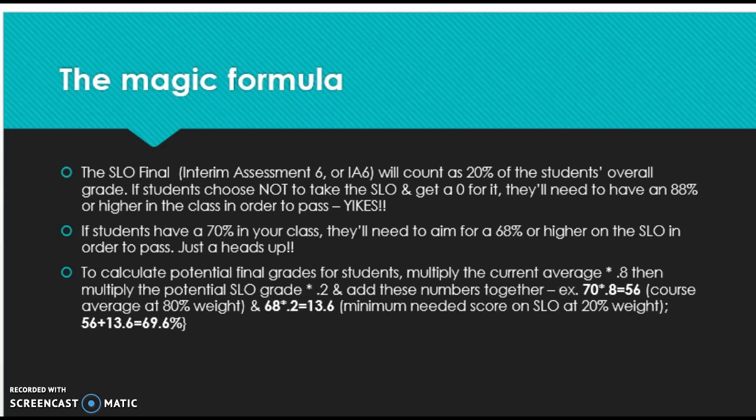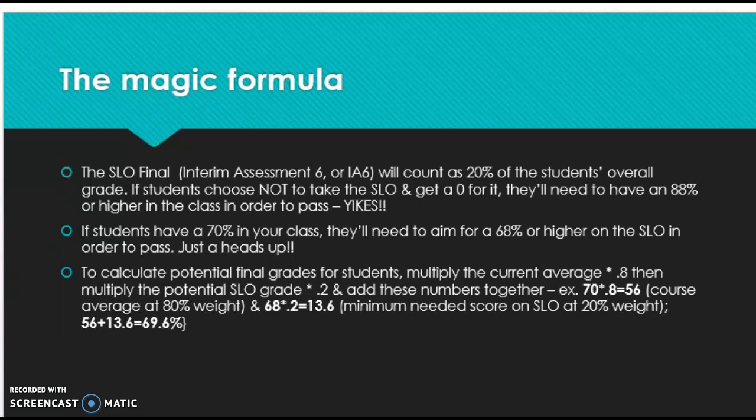So if you should happen to choose not to take the SLO and you get a 0 for it, you'll need to have at least an 88 average in the class in order to pass. So if you have a C average, a 70 something, you'll need to earn at least a 68 or higher on the SLO just to pass the course for this semester.